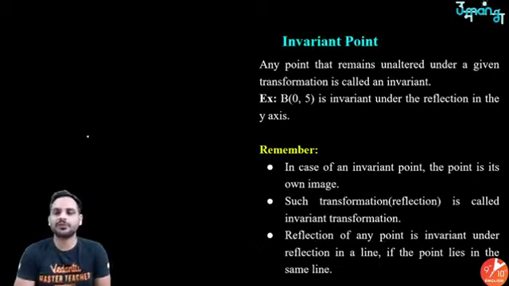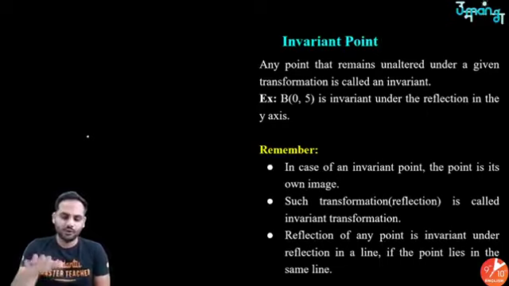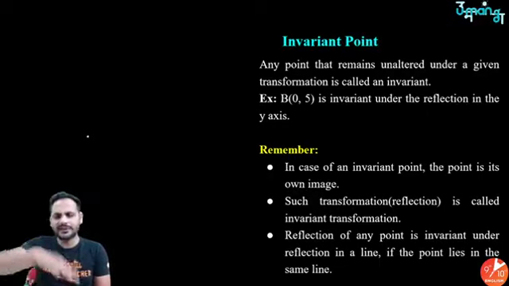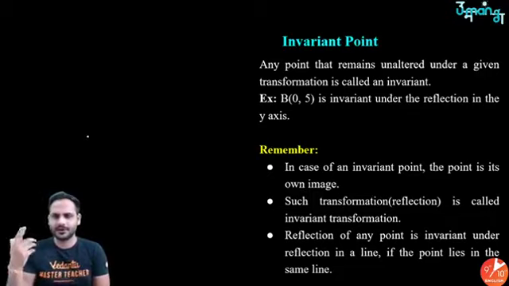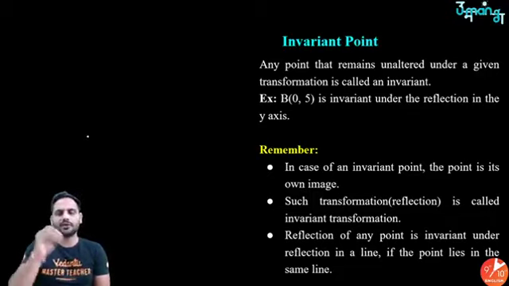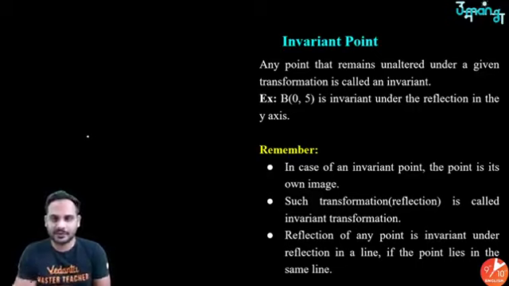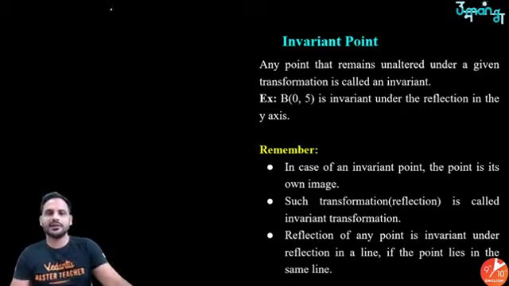Invariant points. So what are invariant points? Invariant points are the points whose image, the coordinates of the image, are exactly the same as the coordinates of the object. Got it? So even after reflection, the coordinates do not change.